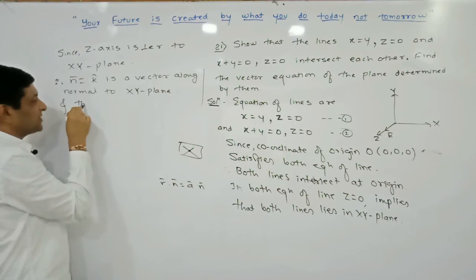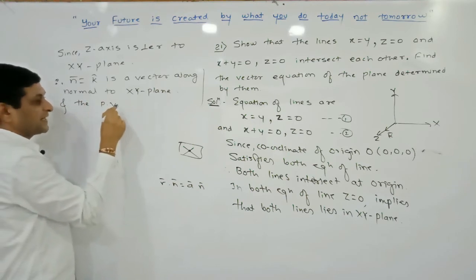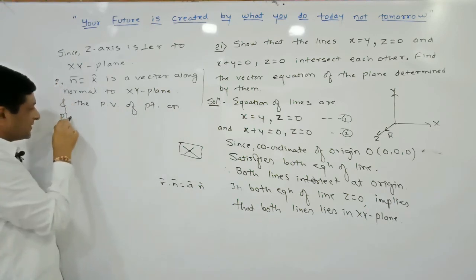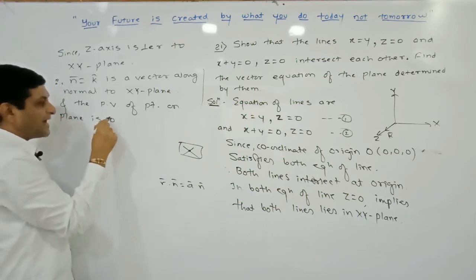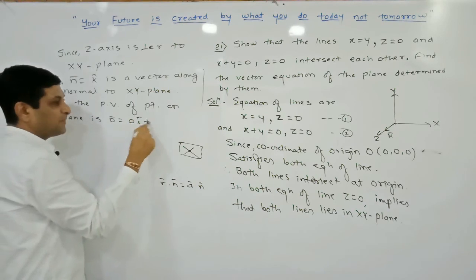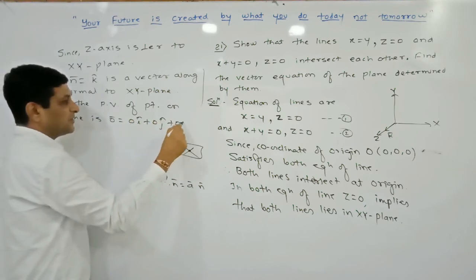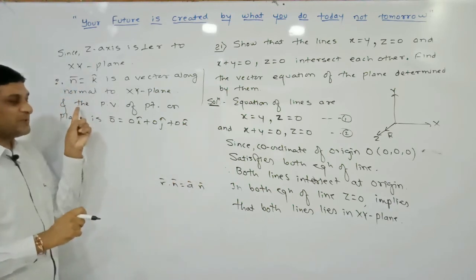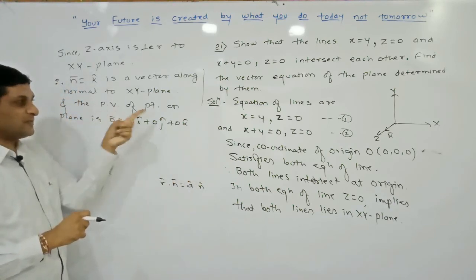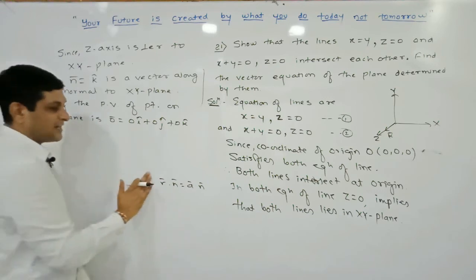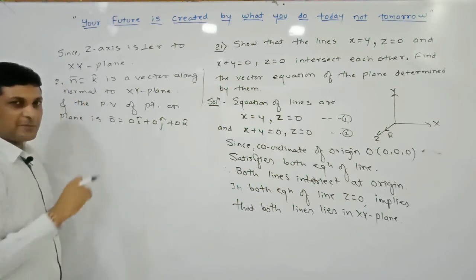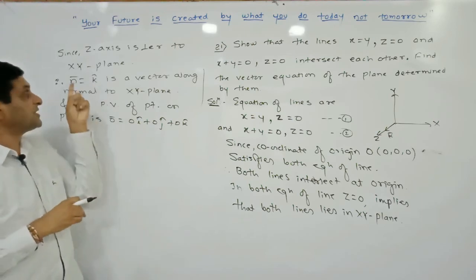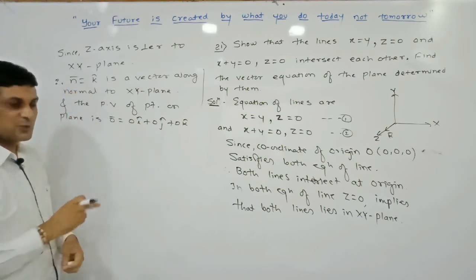So that's why we can say that the position vector of a point on the plane is O bar is equal to 0 i cap plus 0 j cap plus 0 k cap, because this origin is the point on the plane. The position vector of one point on the plane is known to us, and the vector perpendicular to the plane is also known to us.